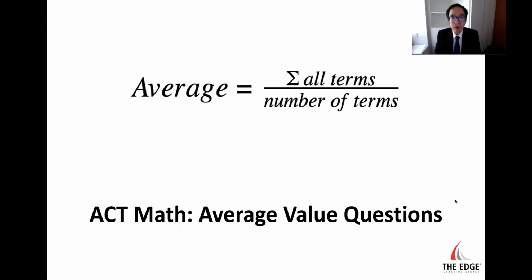All right, so we should all be quite familiar with the formula on your screen, the formula for calculating the average value of a set of terms, or some numbers. We've got the total sum up here in the numerator, and in the denominator we've got the number of terms in that set. This is something we've all worked with before, and we should all be able to calculate simple average questions by finding the average value of a set of terms. All we have to do is use that formula.